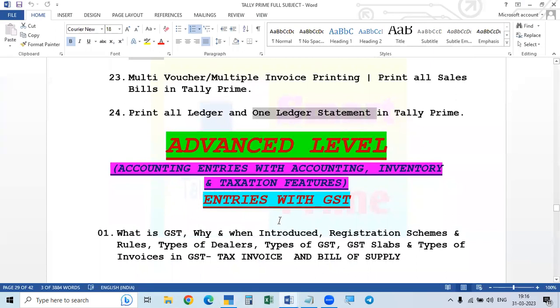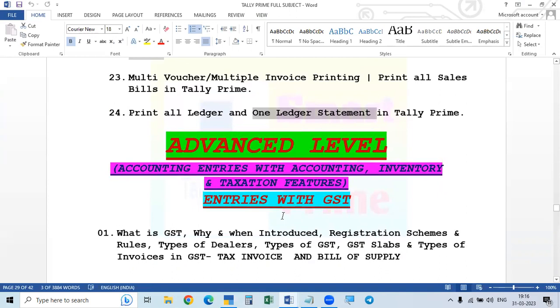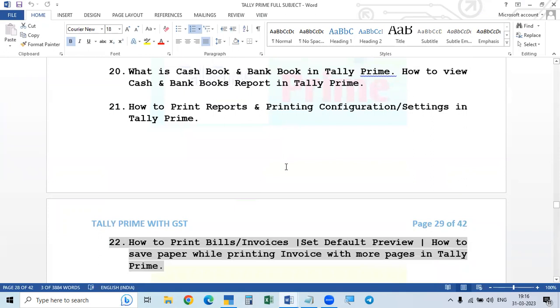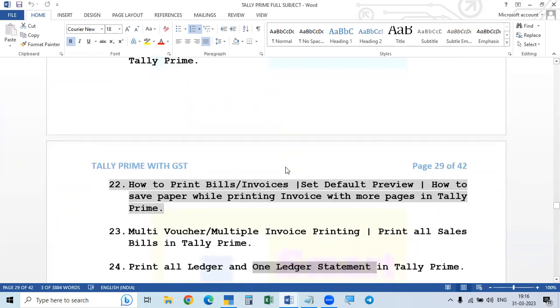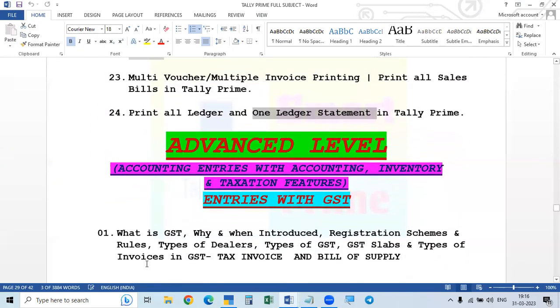From today, we are entering the advanced level. Advanced level means with GST. This is the main work. We will not do any of this work without GST. Any business now, even small business people and big business houses, everyone has to work with GST. Now we are going to GST.